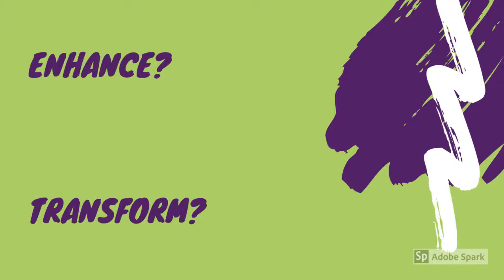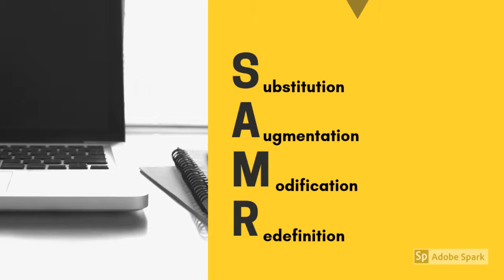So how are you using technology? We can use it as a substitute to enhance our lessons, but technology becomes much more exciting when we discover ways to use it to transform our lessons. The SAMR model guides our thinking from enhancing learning activities to transforming learning activities.